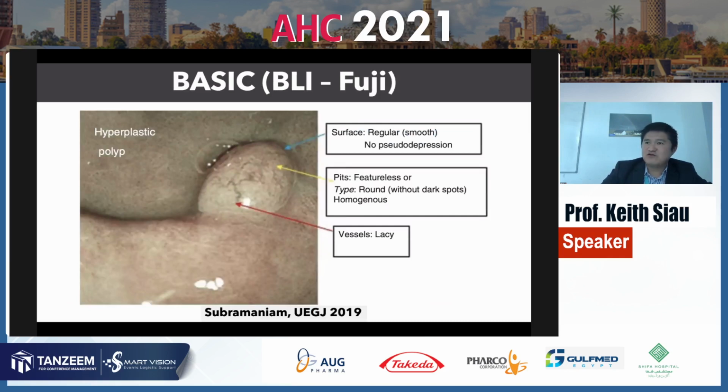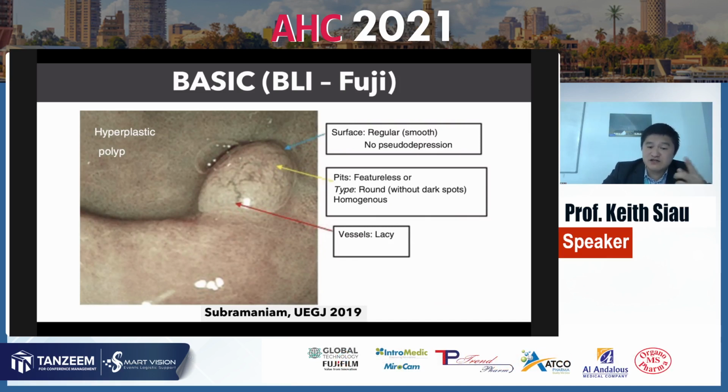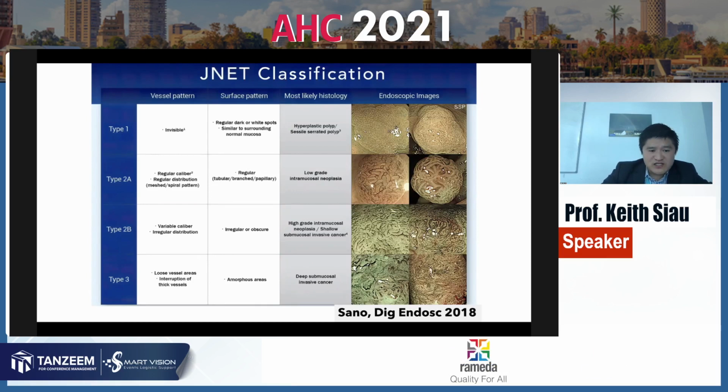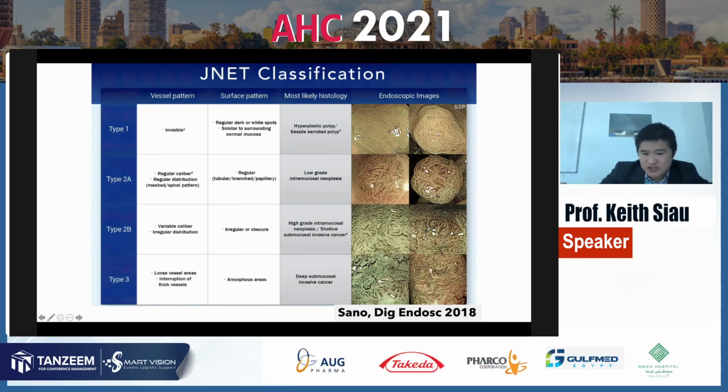And not to be outdone, Fuji, the third major platform, also have an optical diagnosis platform called BLI, and they have a basic classification system, which also looks at surface, the pits, and vessels. The JNET classification is very helpful in differentiating between high-grade dysplasia and deeper submucosal invasion. High-grade dysplasia may be amenable to things like ESD, whereas deeper invasion and the features that you see here would be something that we would send for surgery.